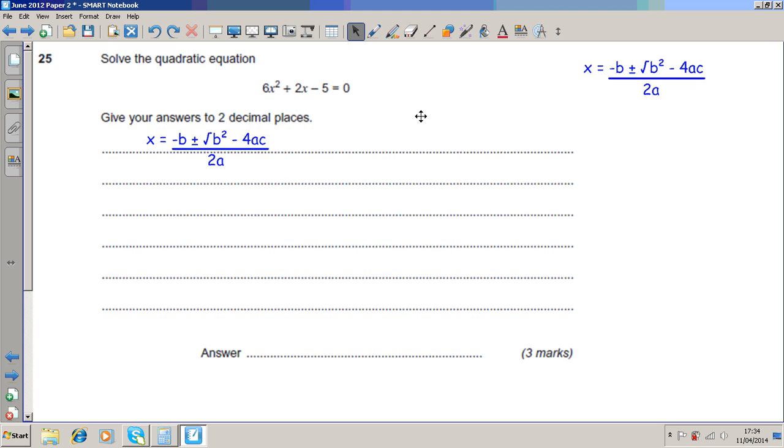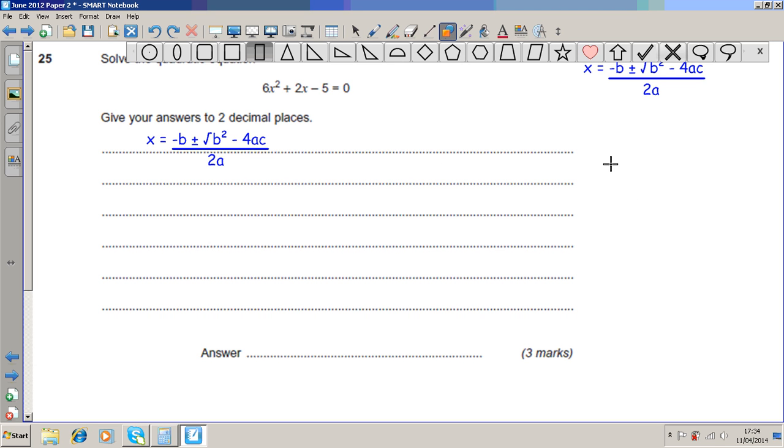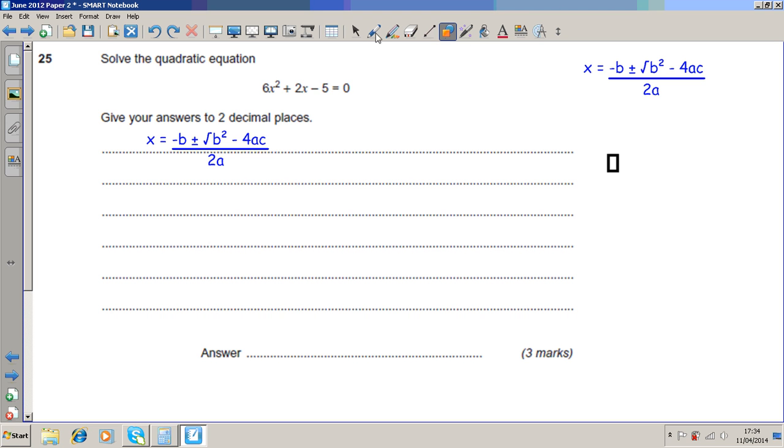25. Solve the quadratic equation. Now there's a sort of sign here. If the question says give your answer to 2 decimal places, it means we can't factorise it, so we're going to have to use the quadratic formula, which is given to you on the front of the book. So there's your quadratic formula: x equals minus b plus or minus the square root of b squared minus 4ac, all over 2a. And now what we do is we just substitute.